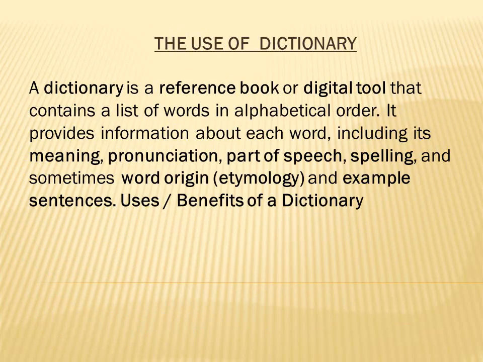The use of a dictionary. A dictionary is a reference book or digital tool that contains a list of words in alphabetical order. It provides information about each word, including its meaning, pronunciation, part of speech, spelling, and sometimes word origin, etymology, and example sentences.